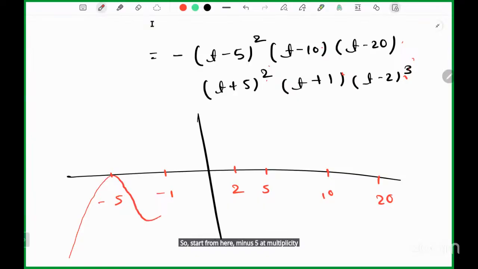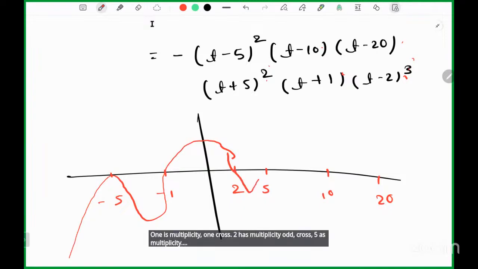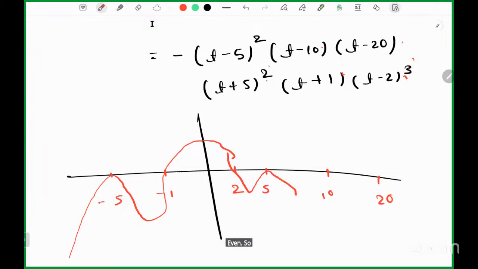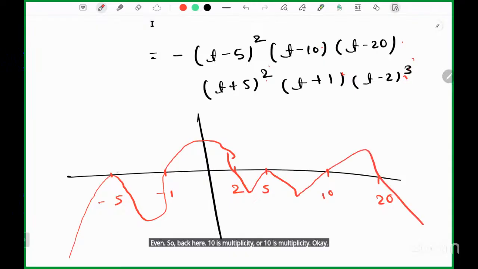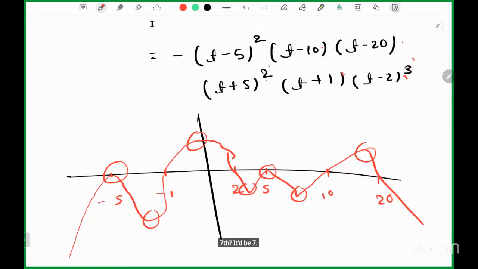Minus 1 has multiplicity 1, so it crosses. 2 has odd multiplicity, so it crosses. 5 has even multiplicity, so it bounces back. 10 has odd multiplicity. Now you compute the turning points: 1, 2, 3, 4, 5, 6, 7. Yes, 7 is the correct answer. I have done it a little fast, but you can go and check. That's how you can solve this question.